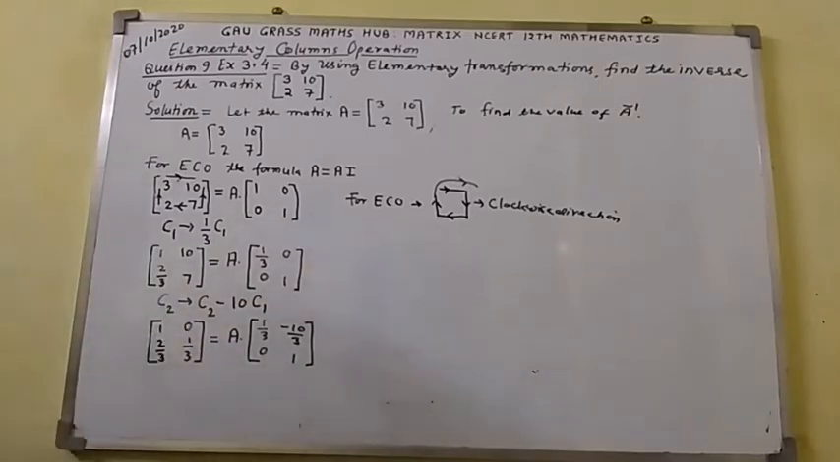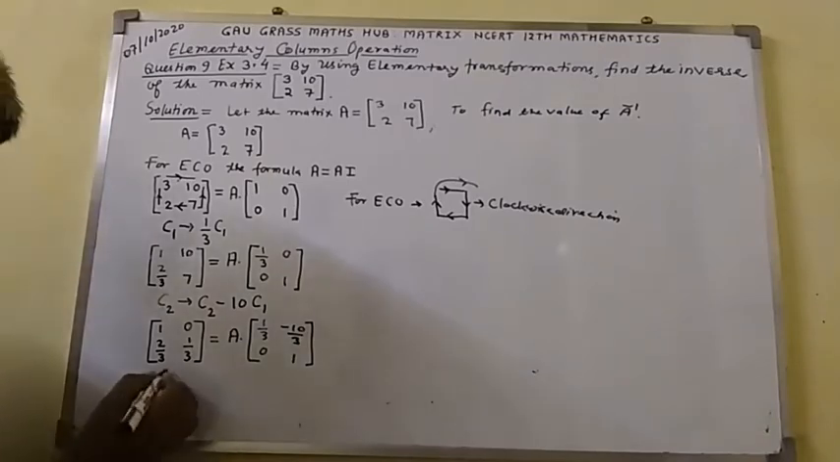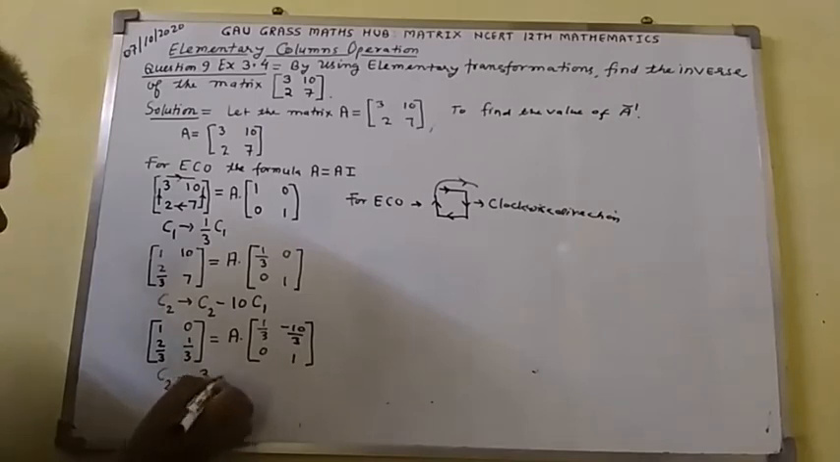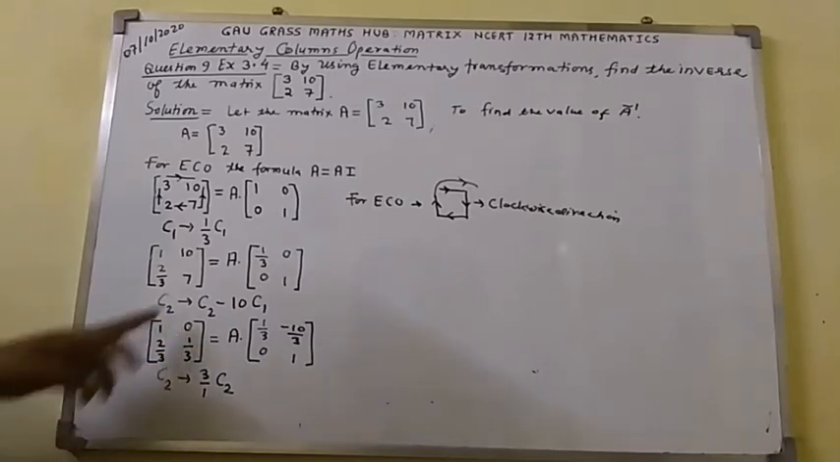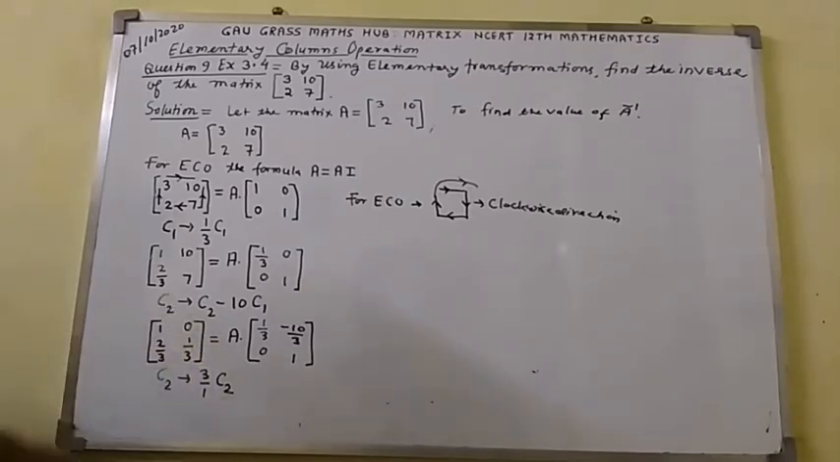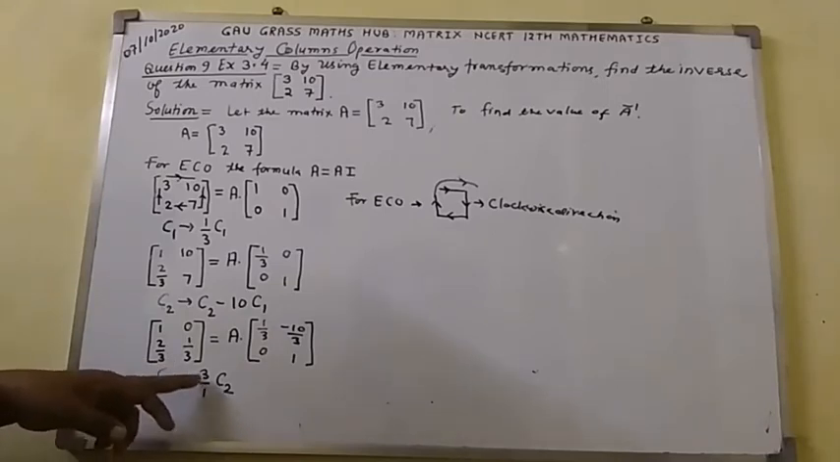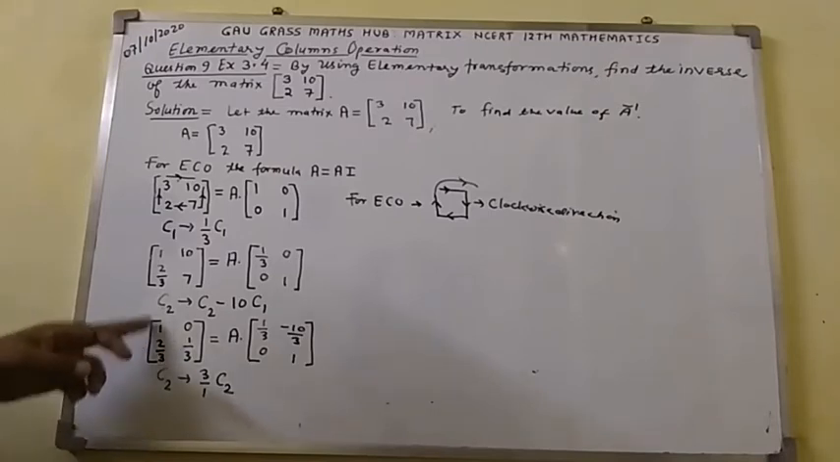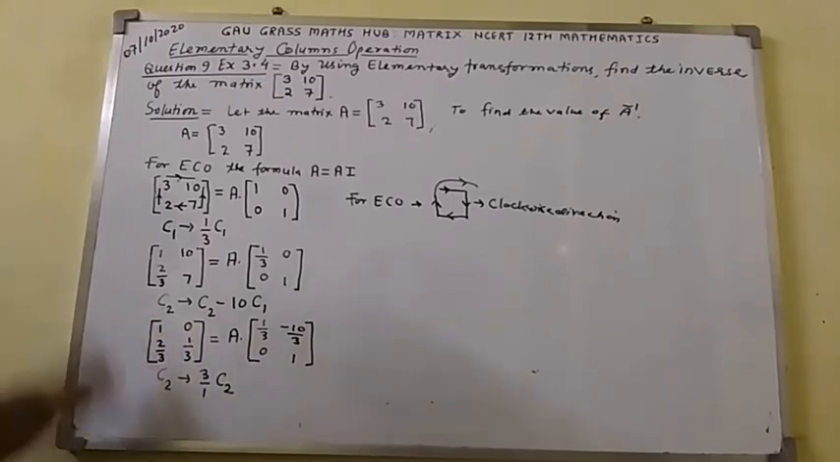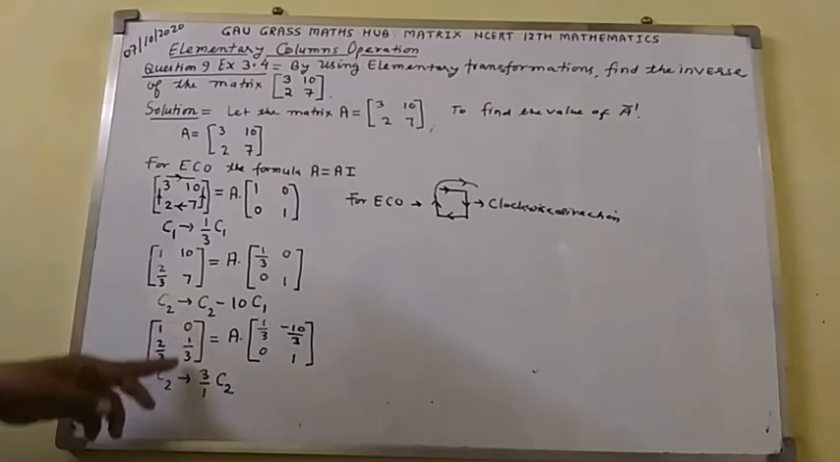Only changes will occur here in the second column. So here I shall write C2 goes to 3 over 1 C2. This is the column C2: first column, second column, so this is column C2. C2 goes to C2 into 3. So from this, there will be no change in the first column; the first column will be written as it is. Only changes will occur in the second column.